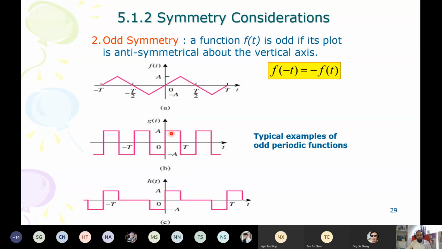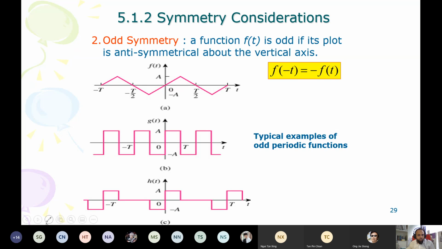So between 0 and T, the value is 1, or a. From 0 to minus T, it's minus 1. This T is actually here, and this is much easier to understand. It's odd symmetry. So for odd symmetry, let me draw it.